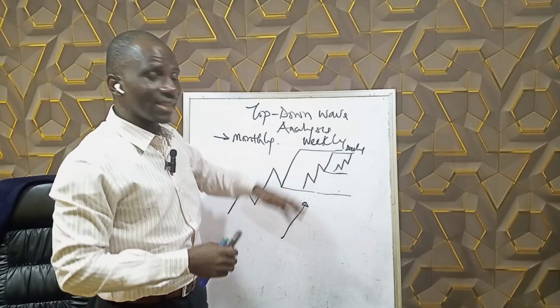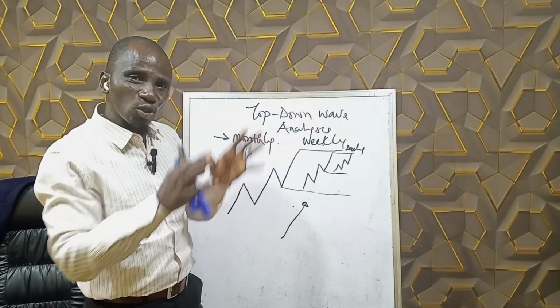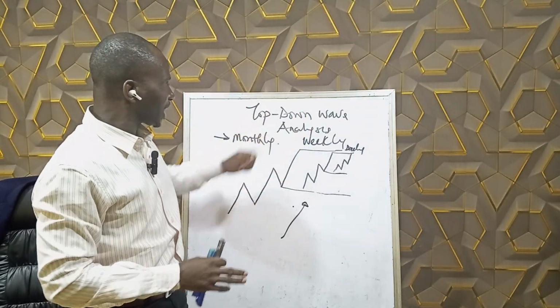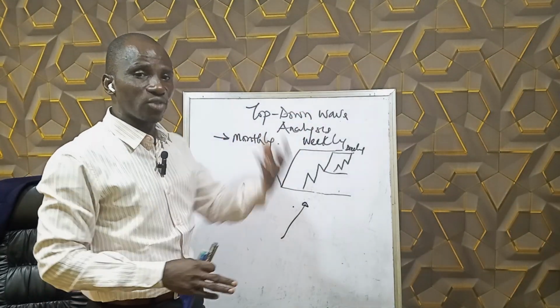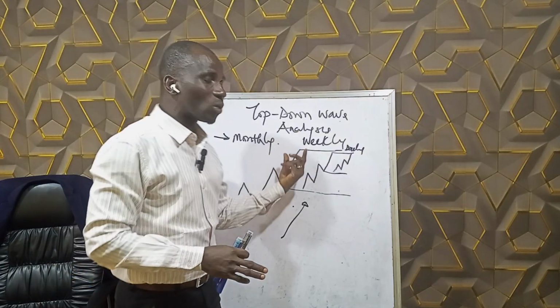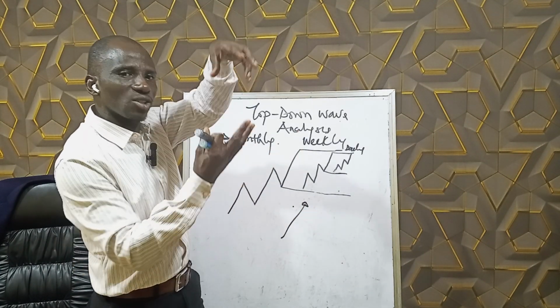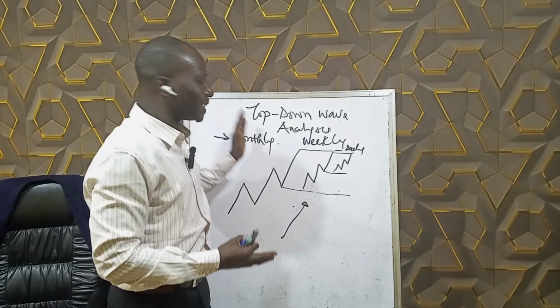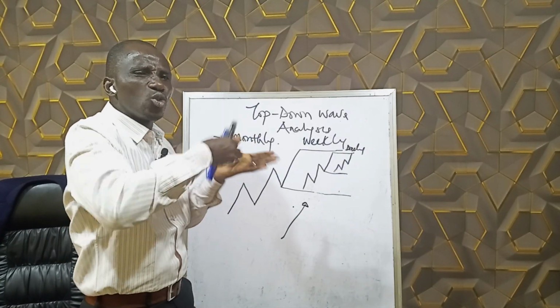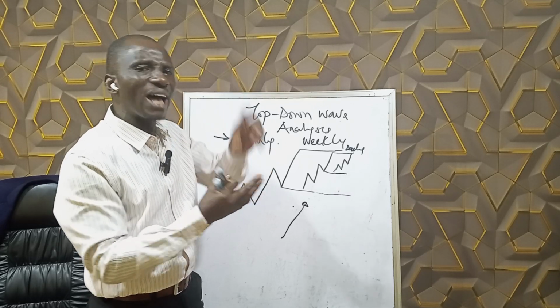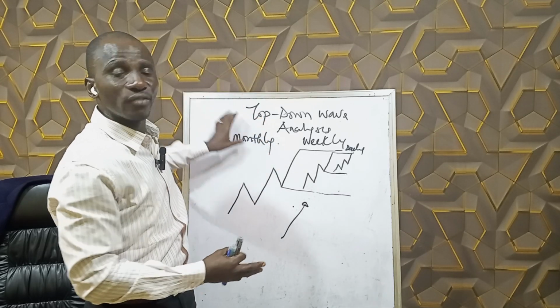I told you that this is a series. This is just the introduction to top-down wave analysis. So to recap, I said that the market moves in waves, and each impulse wave we have is what we call a fractal, that is, a subwave. And there is a particular time frame that you need to open to be able to track the actual fractal of each of the waves.